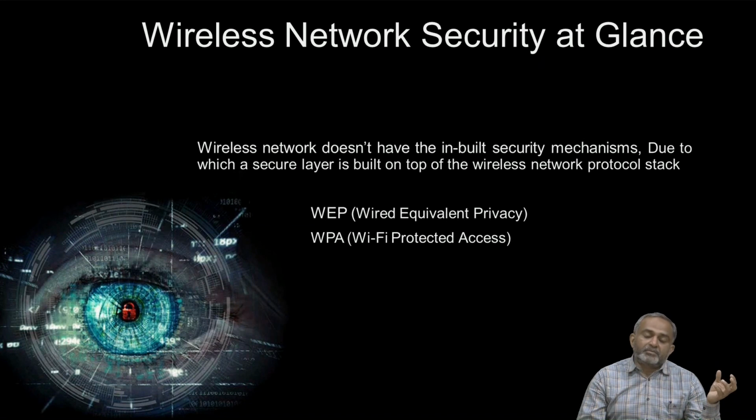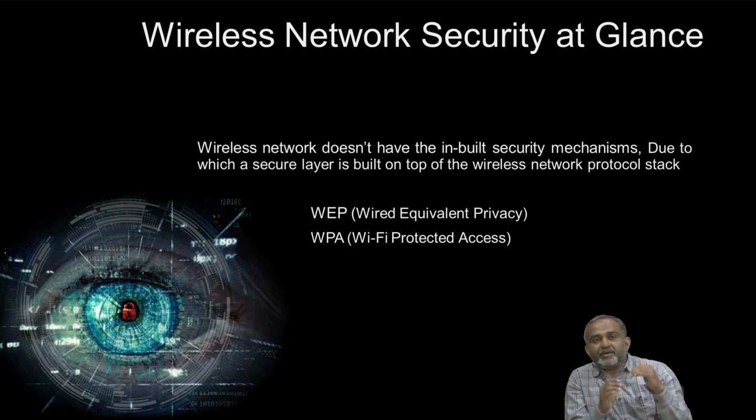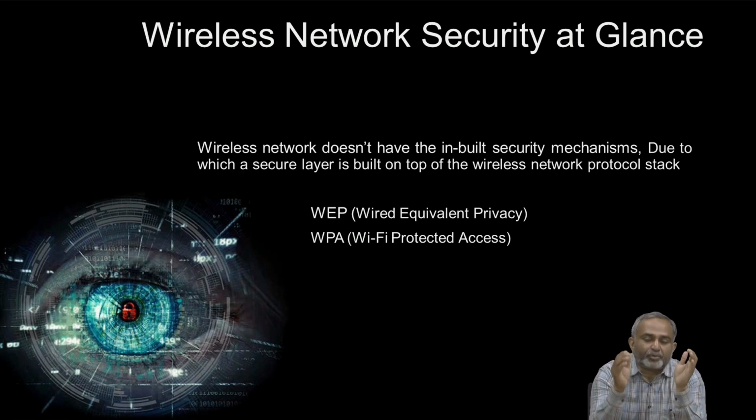and the security is provided with the help of WEP, Wired Equivalent Privacy, as well as Wi-Fi Protected Access. Dear friend, these are the two protocols which provide the encryption as well as the access mechanism, trying to provide a secure access mechanism for the wireless network.